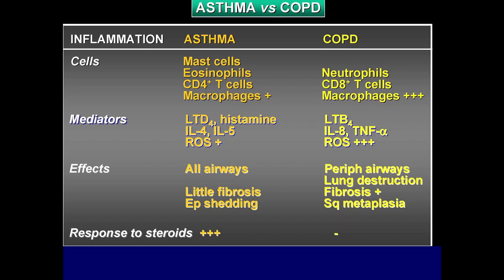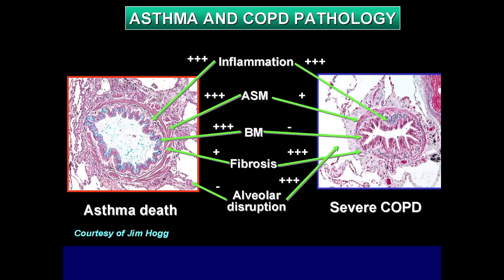Asthma affects all the airways, while COPD predominantly affects the peripheral airways and can lead to lung destruction if there is emphysema, with fibrosis in the lung or peribronchially, and there is squamous metaplasia. The response to inhaled corticosteroids is excellent in asthmatic patients, while in COPD, usually they don't respond to inhaled corticosteroids. The slide shows the difference between asthma and COPD pathology.